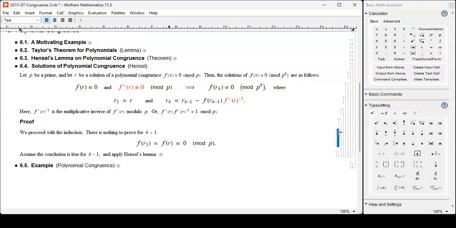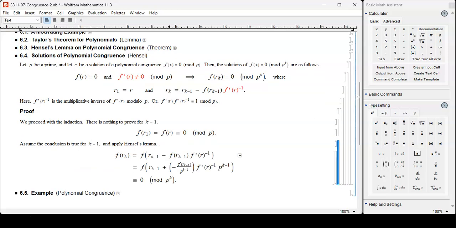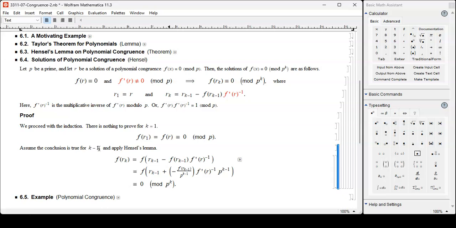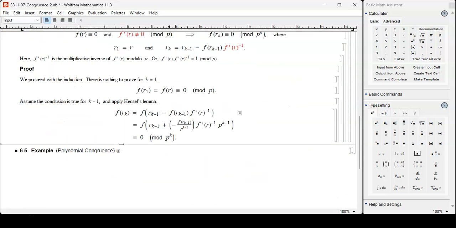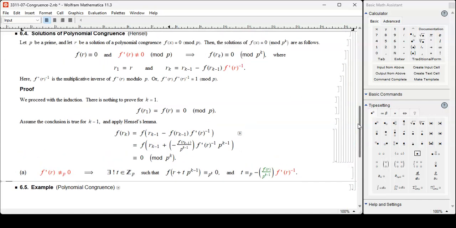Well, there's nothing to prove when k equals to 1. And we go ahead with induction. Apply the conclusion from k minus 1. So conclusion is true for k minus 1. And then apply Hensel's lemma. So f of rk is f of rk minus, let's see, what's Hensel's lemma? Case 1 here. Let me copy and paste this thing. That's what we are applying.